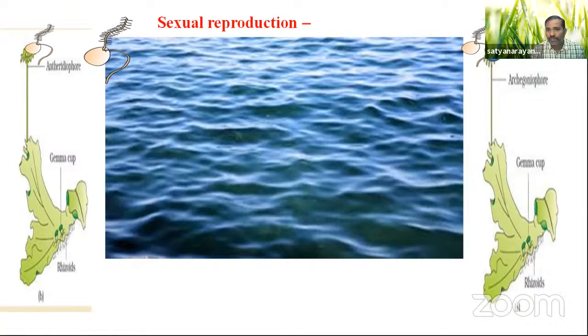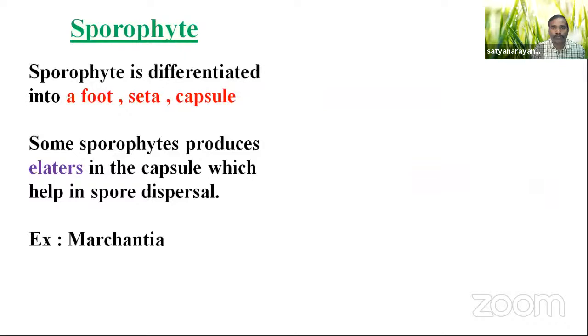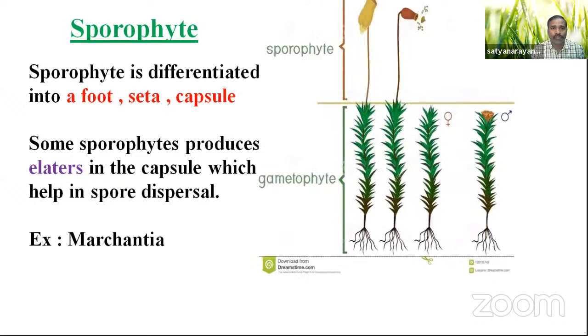So where is the embryo formed? The embryo is formed within the archegoniophore. The embryo will develop and form the sporophyte, so the sporophyte is partially or completely dependent on the gametophyte. So that is about the reproduction. After reproduction, the zygote is formed, it develops into the embryo and forms the sporophyte. Now, the sporophyte is placed on the archegoniophore. Now, what is the structure of the sporophyte?